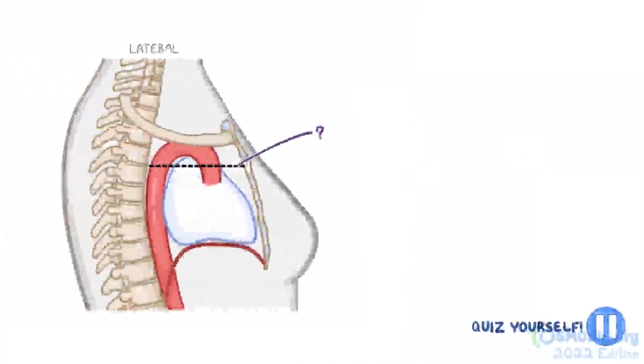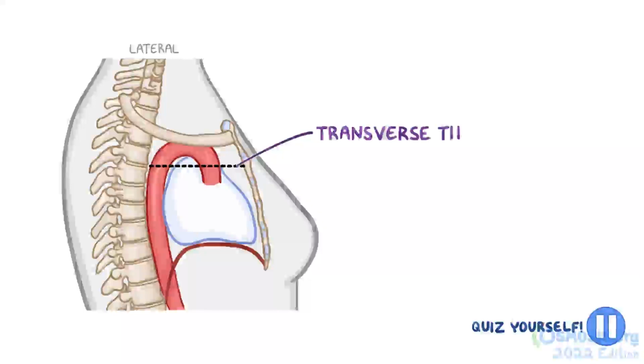Now let's take a really quick break and see, can you recall the plane that the beginning and end of the arch of the aorta is divided by? That's right, we're talking about the transverse thoracic plane.